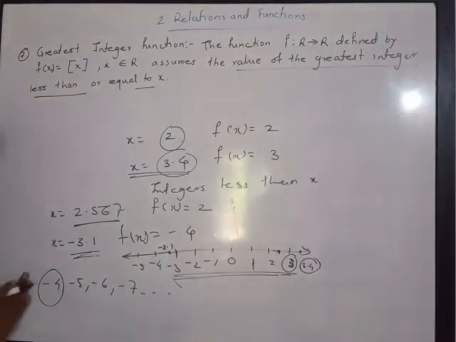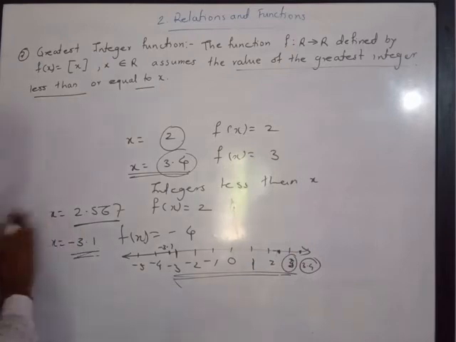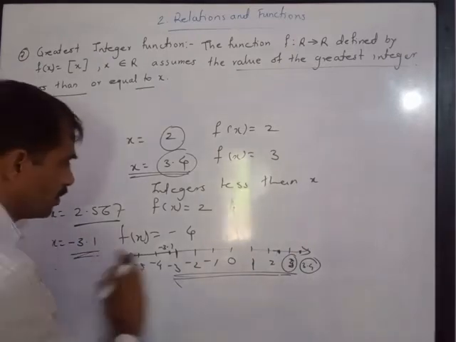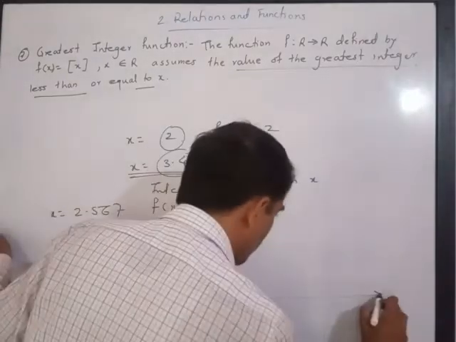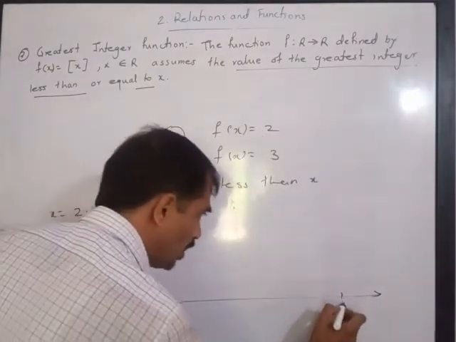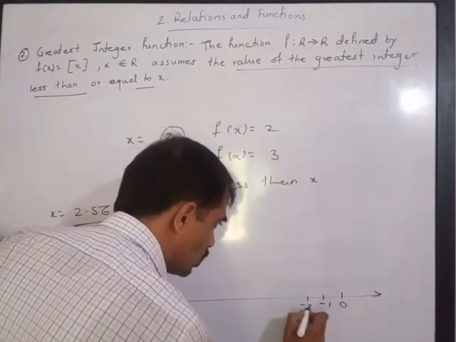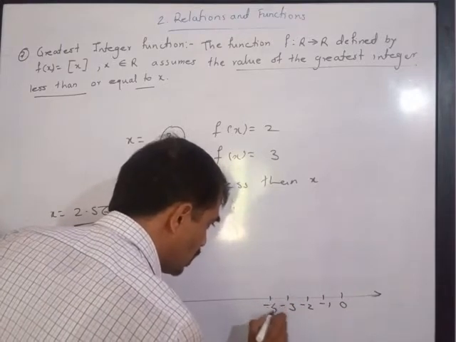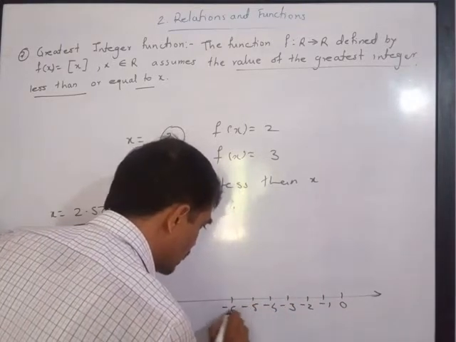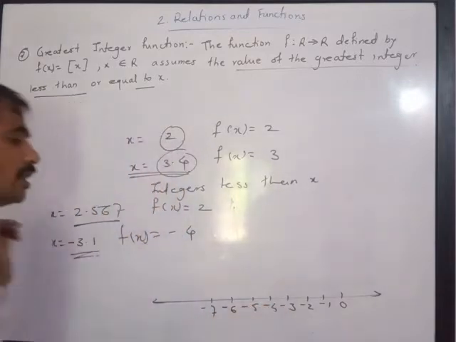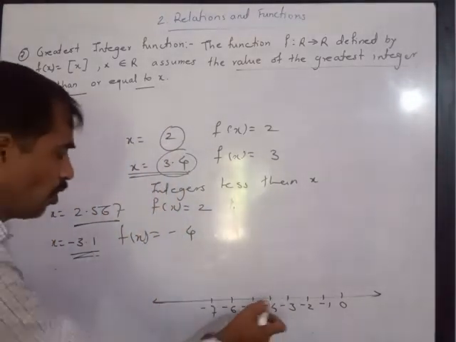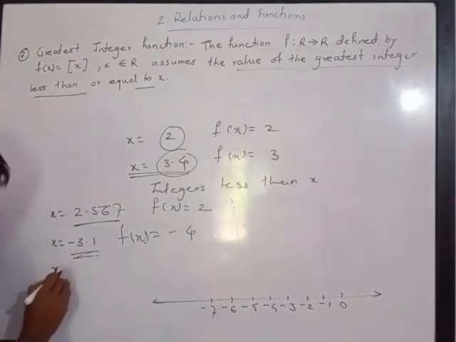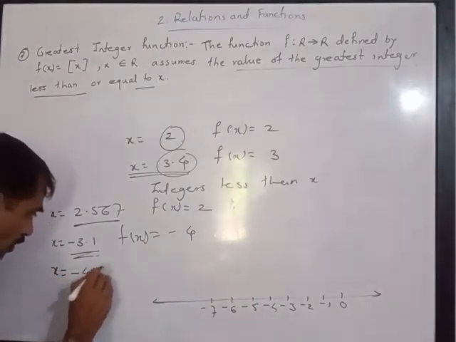We'll take some other example. I will draw another number line so that we will get a space, and it will be negatives. I will take -1, -2, -3, -4, -5, -6, -7. Now let us take some other example, that is minus 4.5. x is having a value minus 4.5.